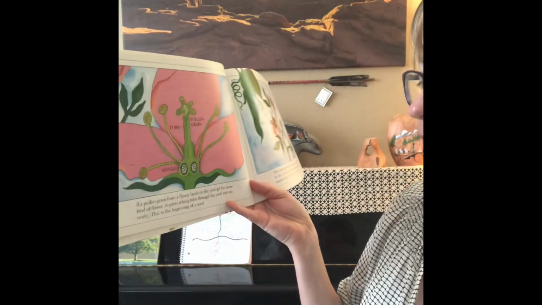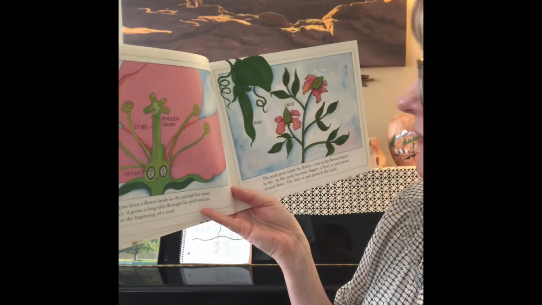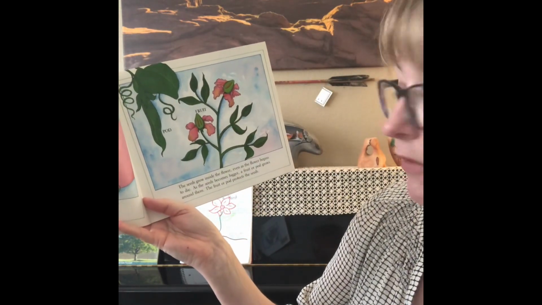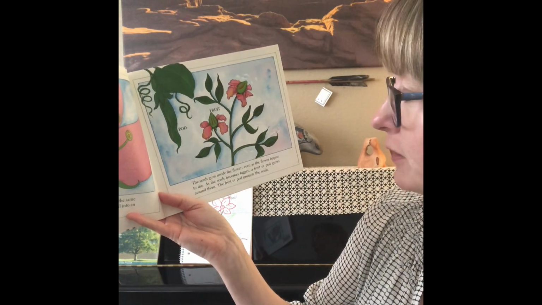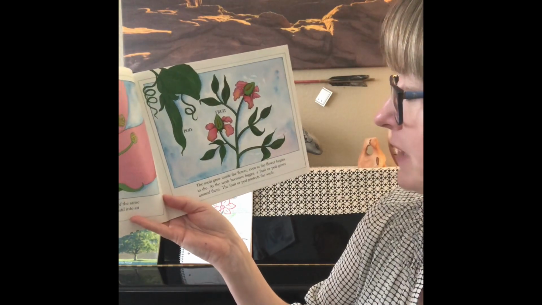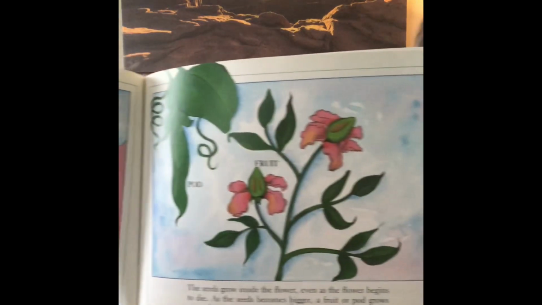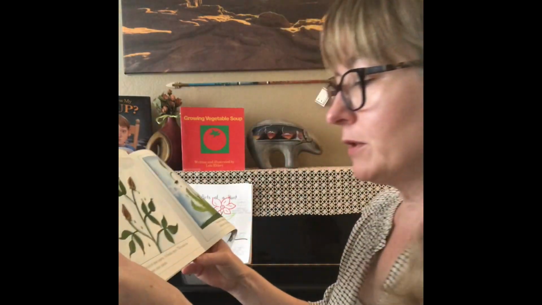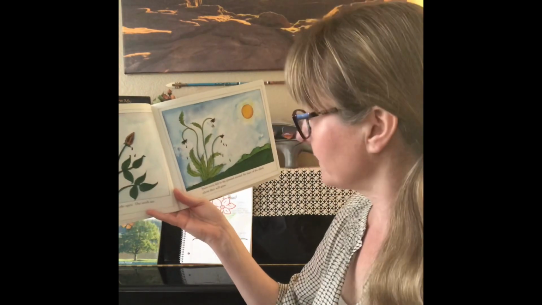If a pollen grain from a flower lands on the pistil, this is the beginning of a seed. The seeds grow inside the flower, even as the flower begins to die. As the seeds become bigger, a fruit or pod grows around them. The fruit or pod protects the seed. When the fruit or pod ripens, it breaks open. The seeds are ready to become new plants.